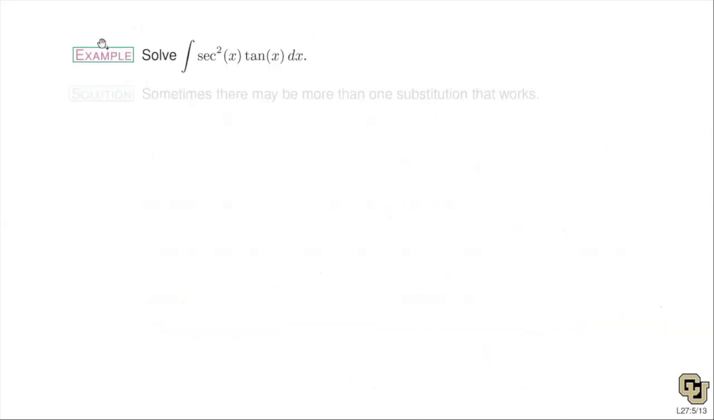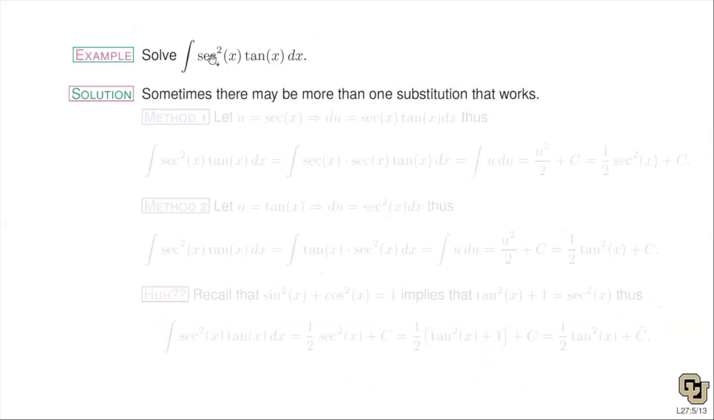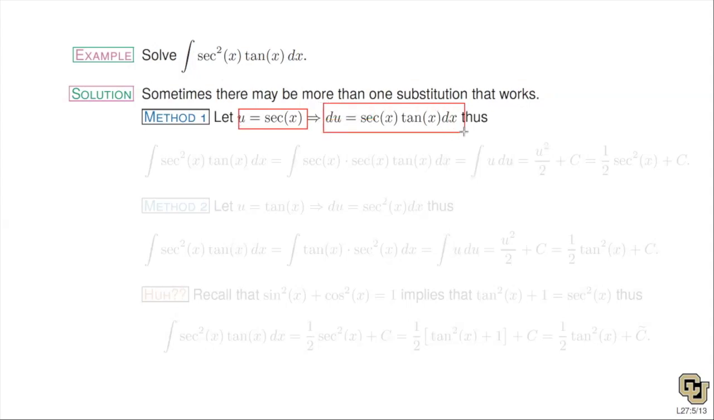Here's a trigonometric problem, an integrand involving trigonometric functions. The point of this example is that sometimes there may be more than one substitution that'll get the job done. So just something to keep in mind. For example, in this problem, one thing you could try, and it's not necessarily obvious, is to let u equal secant, then du will be secant tan dx. Remember that secant squared is the same as secant times secant.